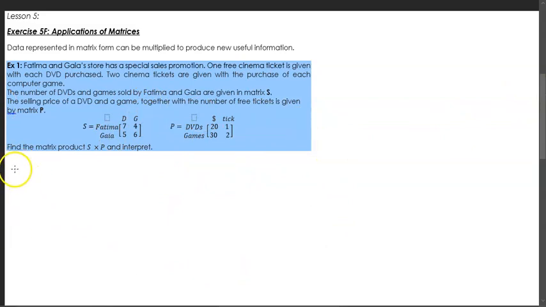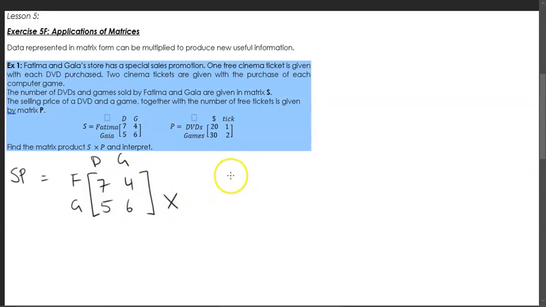So to find SP, we're going to take Fatima and Gaia, I'll just put it as F and G, together with their DVDs and their games, 7, 4, 5, and 6. And we're going to multiply this by the DVDs and games together with the amount of money and ticket prices. Let's put T for ticket. 20, 30, 1, and 2.